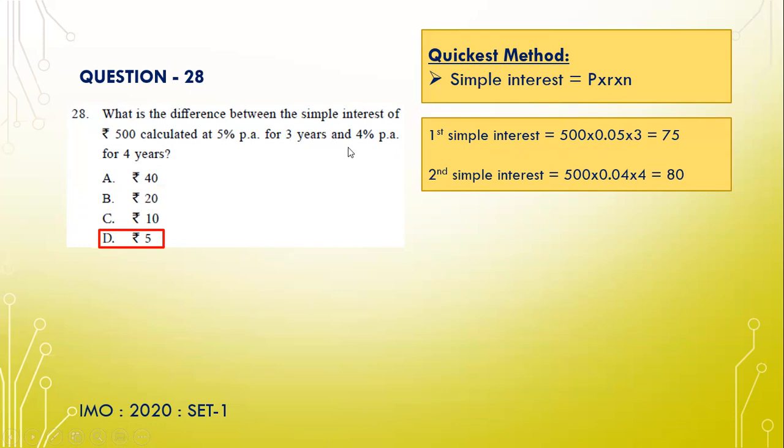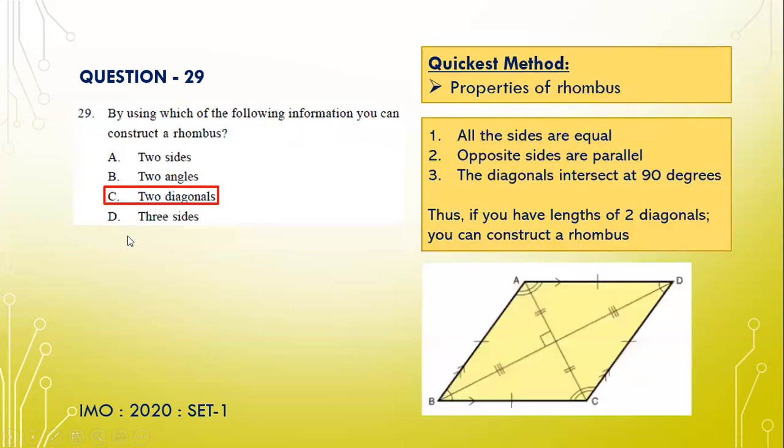And the second simple interest is 500, rate of interest is 4%, which is 0.04, into how many years? 4 years. So 500 into 0.04 into 4, which is 80, isn't it? And what is the difference? 80 minus 75, which is 5.